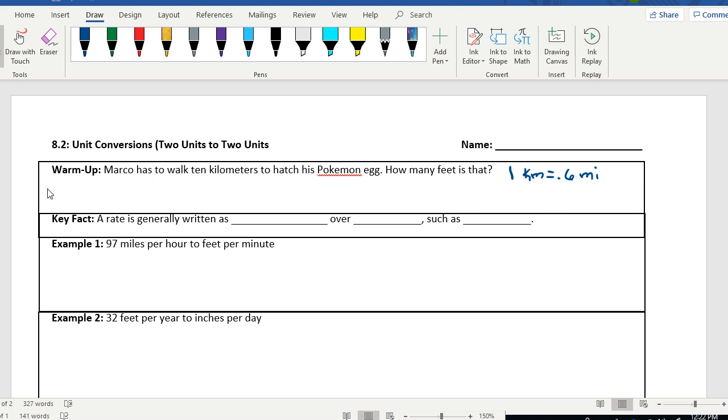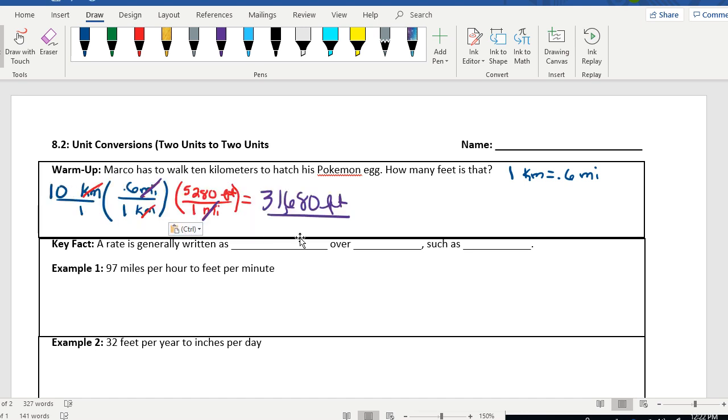Okay, let's see. There we go. I've worked it out for you. I have 10 kilometers and I multiplied by 0.6 miles over 1 kilometer times 5,280 feet over 1 mile. So my miles would cancel, my kilometers would cancel. This is my answer. Okay, that was yesterday's work.